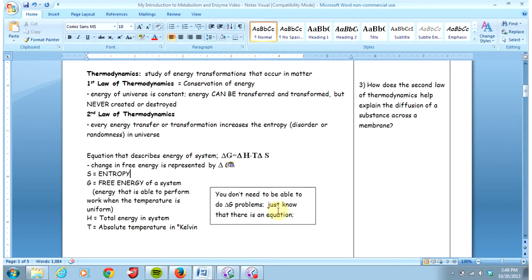Here it says you don't need to be able to do delta G problems, just know that there's an equation. Actually, we found that on the AP test, they did have examples of Gibbs free energy, so we are going to learn how to do those equations in class, just not today. But this is an equation that's used to model the energy in a system.